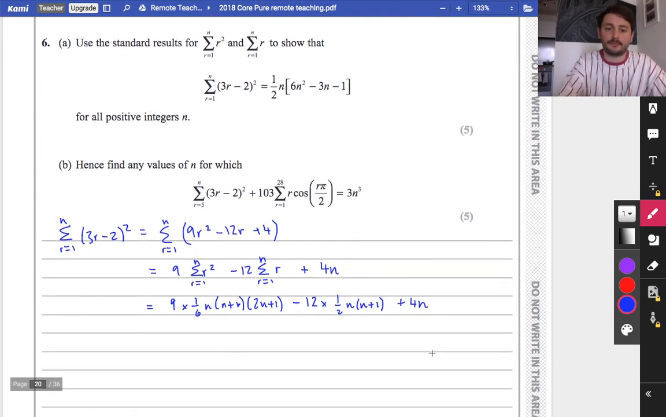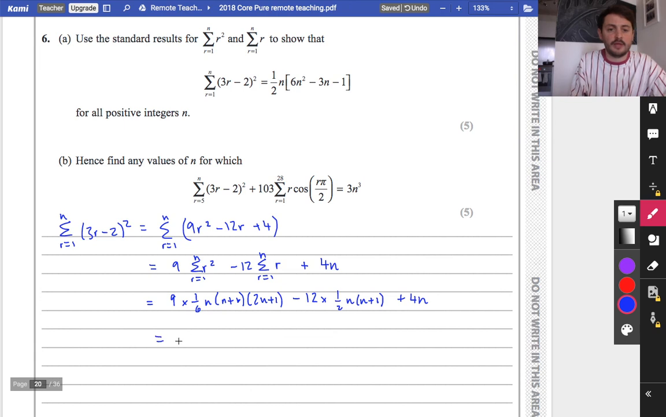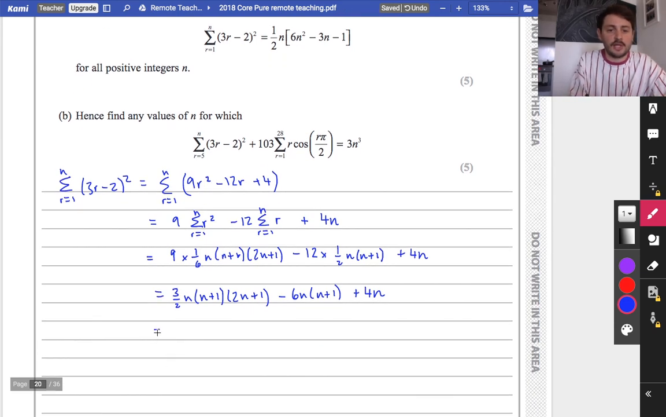Okay, let's do a little bit of simplifying. 9 over 6 is 3 over 2. So we have 3 over 2 n, n plus 1, 2n plus 1. 12 over 2 is 6, that's minus 6n, n plus 1, plus 4n. They've factorised by a half n here, so I'm just going to take a half n out of everything. If I take a half n out of this, I would be left with 3, n plus 1, 2n plus 1. If I divide this by a half n, I'm actually going to get minus 12, n plus 1. So you're dividing by a half, in other words, you're doubling this. And this last bit is just going to be a plus 8.